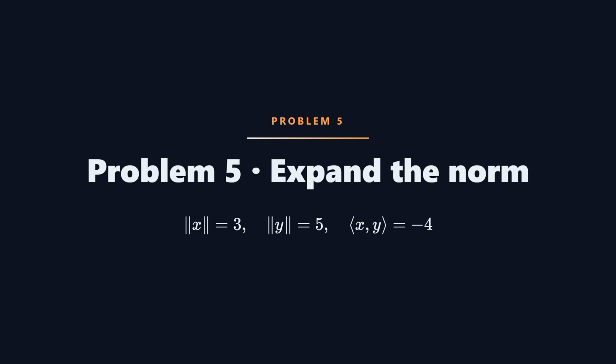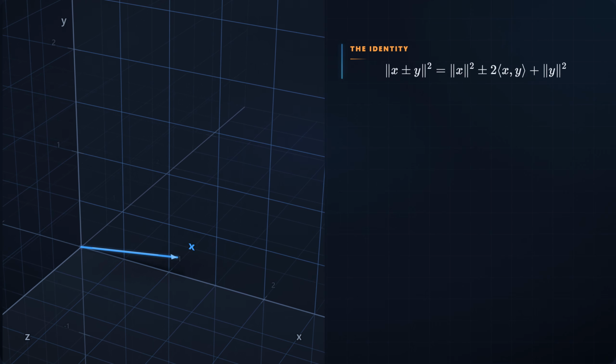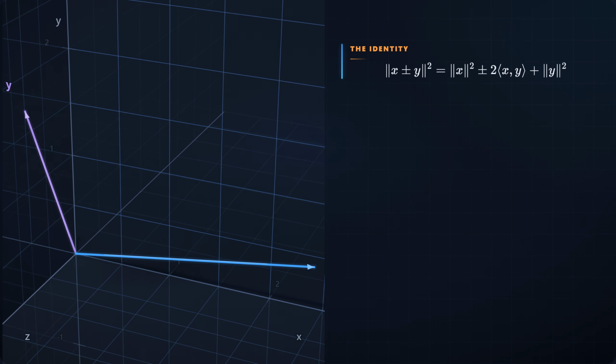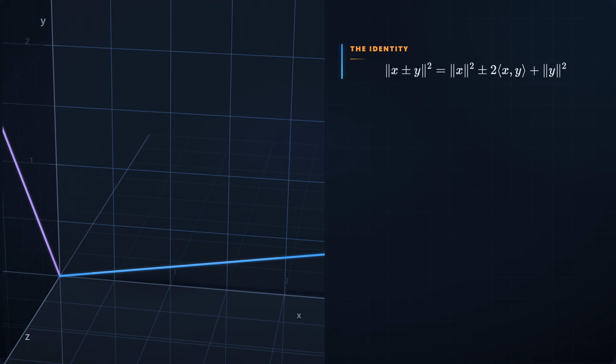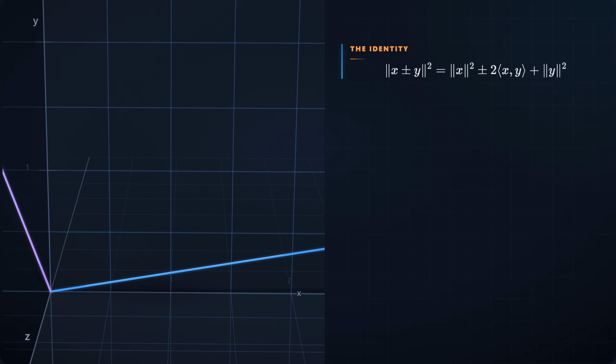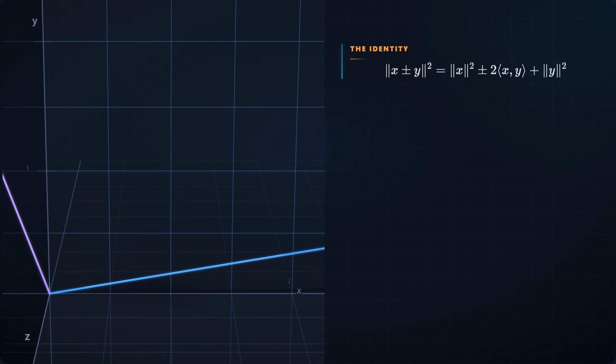Problem 5. No coordinates this time, just 3 numbers. Expand the squared norms using bilinearity. Pause and try. Bilinearity gives the same binomial pattern you know from numbers. The squared norm of x plus y is the norm of x squared, plus twice the scalar product, plus the norm of y squared. It's exactly a plus b squared, but the middle term is a scalar product.